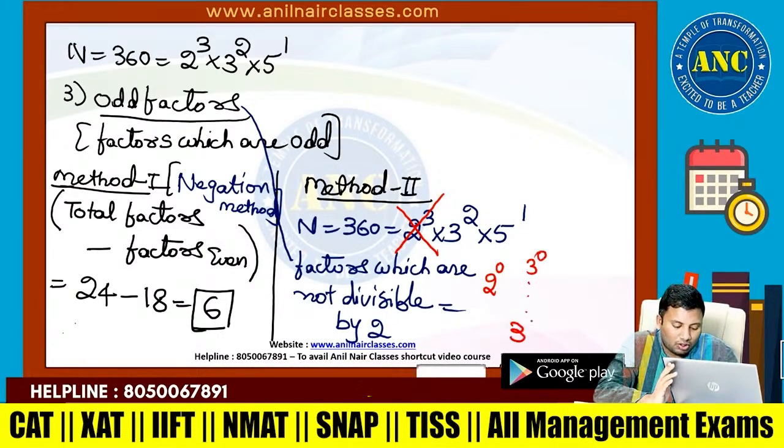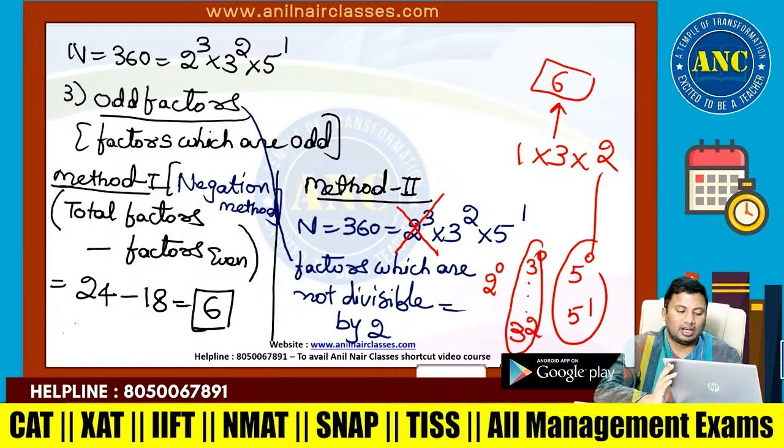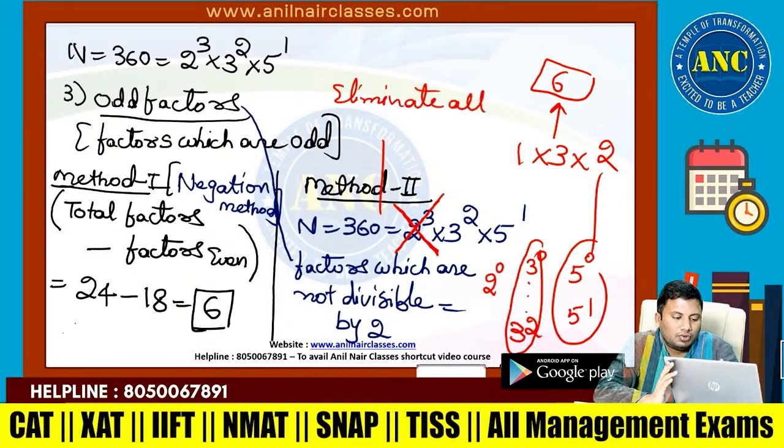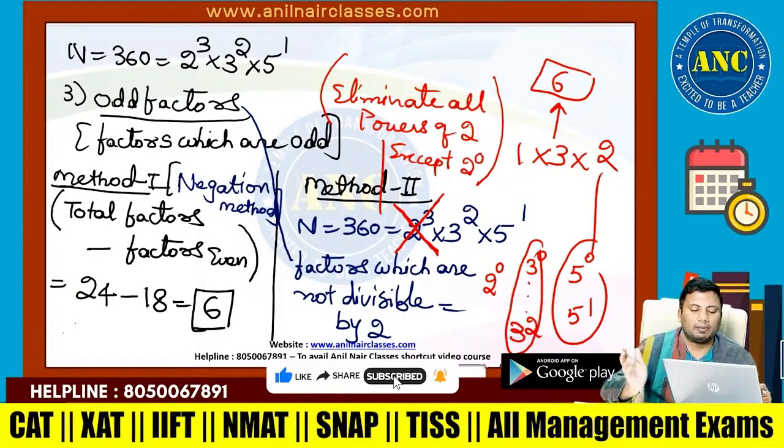3 power 0 to 3 power 2, that is 3 cases. 5 power 0 to 5 power 1, that is 2 cases. 2 power 0 is 1 case. So 1 into 3 into 2, total 6. In simple language, eliminate all the powers of 2 except 2 power 0.